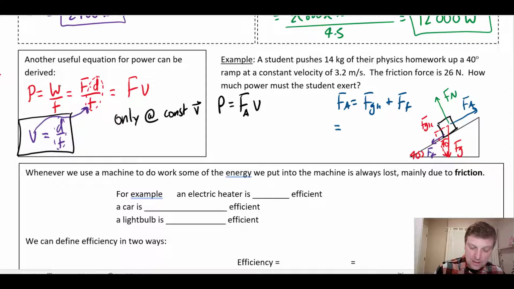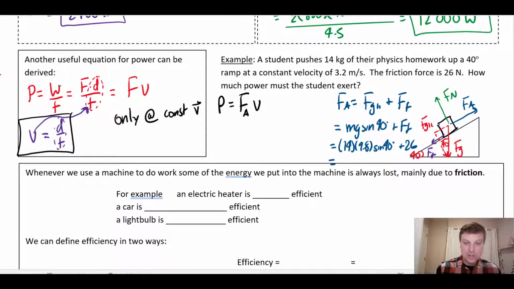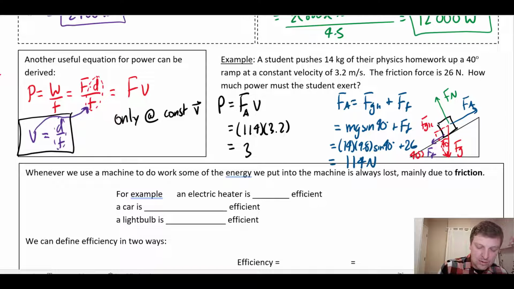And so that's going to equal mg sine 40 plus the force of friction, which if I sub in all my values, I get 14 times 9.8 times the sine of 40 plus 26. I'm going to end up with about 114 newtons, and so I can bring that over to my power equation and solve here for the power. 114 times 3.2 gives me a total power output of about 365 watts.